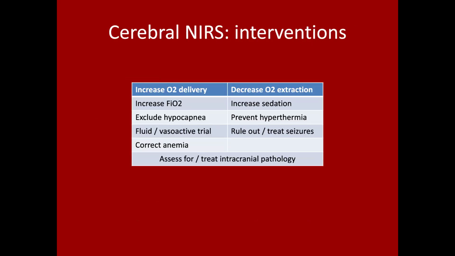But that being said, if you have worries that you're having declining NIRS or an absolutely low number in your NIRS values, you can think about ways to increase oxygen delivery. That can be increasing your fraction of inspired oxygen, excluding hypocapnia in cerebral NIRS, giving fluid or vasoactive support, or correcting for anemia. You can also think about ways in cerebral NIRS decline to decrease oxygen extraction. So you can increase sedation for a patient, treat fever, and perhaps think about whether there is seizure activity or subclinical seizures. And then always in cerebral NIRS, if there's an abrupt change, you need to think about assessing for or treating intracranial pathology, such as increased intracranial pressure.